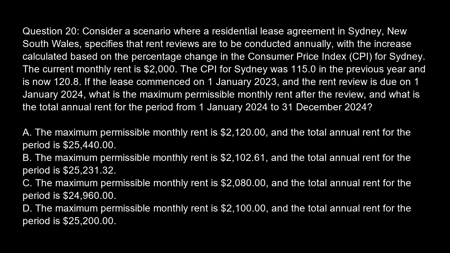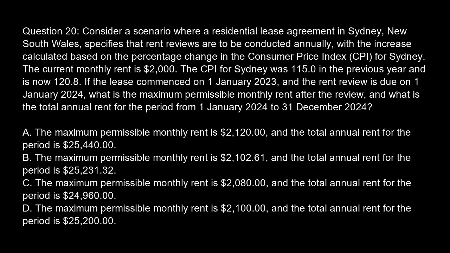is the maximum permissible monthly rent after the review, and what is the total annual rent for the period from 1 January 2024 to 31 December 2024? Option A. The maximum permissible monthly rent is $2,120.00. The total annual rent for the period is $25,440.00.